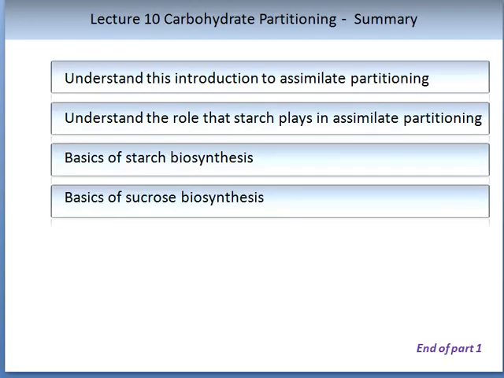And this concludes part 1 of the lecture on carbohydrate partitioning. After watching the recommended videos and conducting the associated reading as well as listening to this lecture, you should be able to understand the following: a definition of what assimilate partitioning is, what role starch plays in assimilate partitioning, and you will understand the basics of starch biosynthesis and also the basics of sucrose biosynthesis.